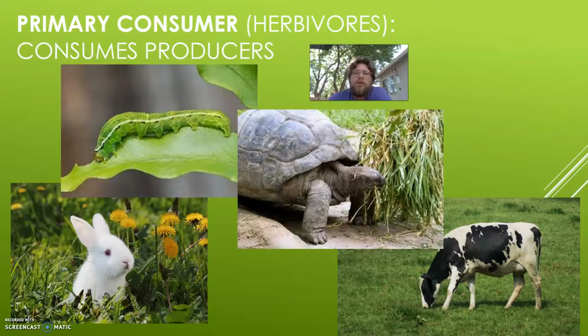First, primary consumers consume producers. In this slide I have caterpillars eating leaves, rabbits grazing on grasses, tortoises eating grass, and cows eating grass. Any organism that munches on a plant, algae, or other producer is considered a primary consumer.